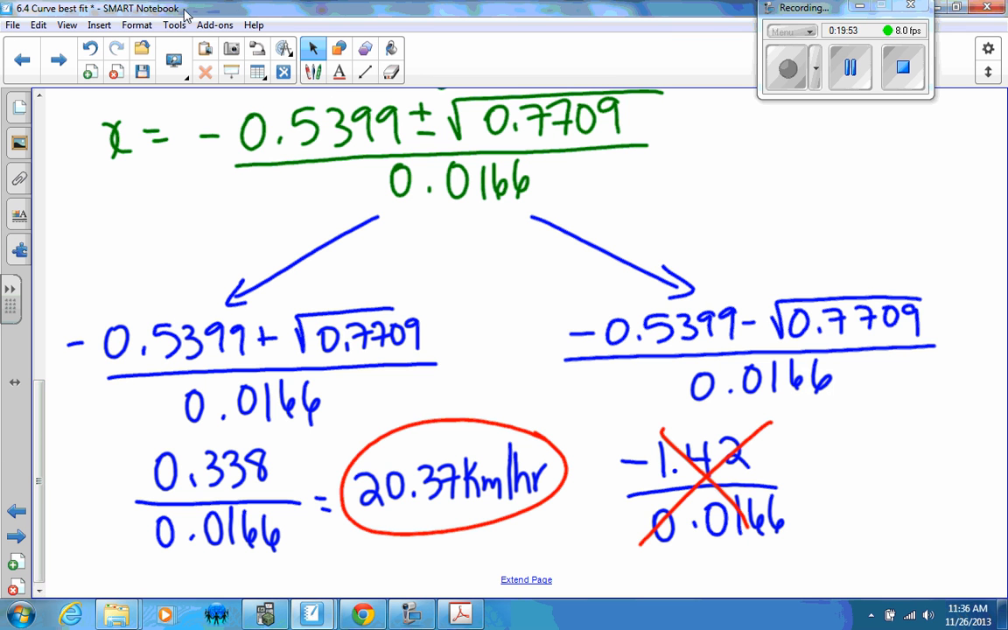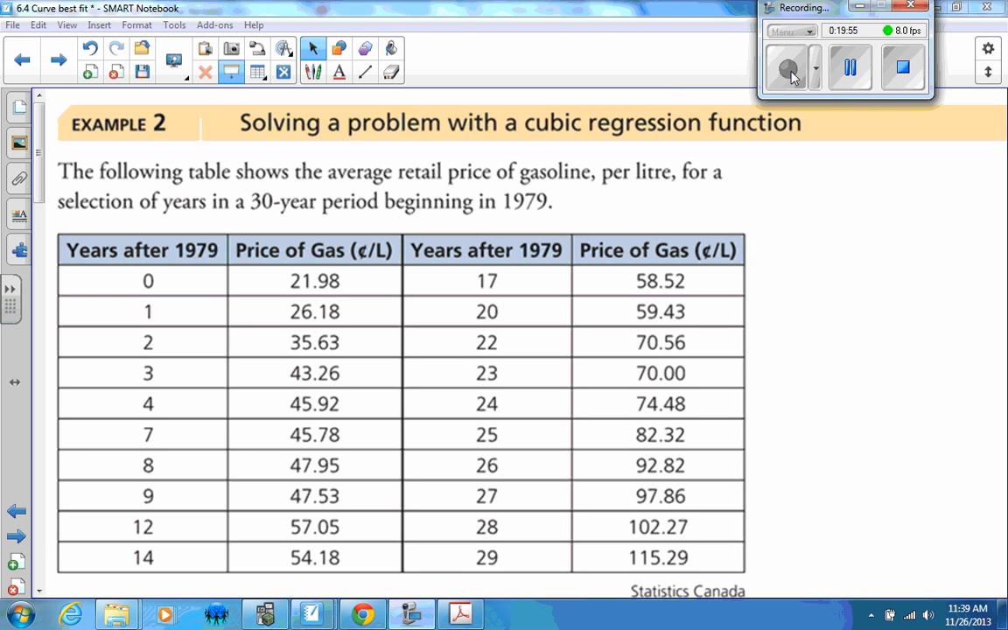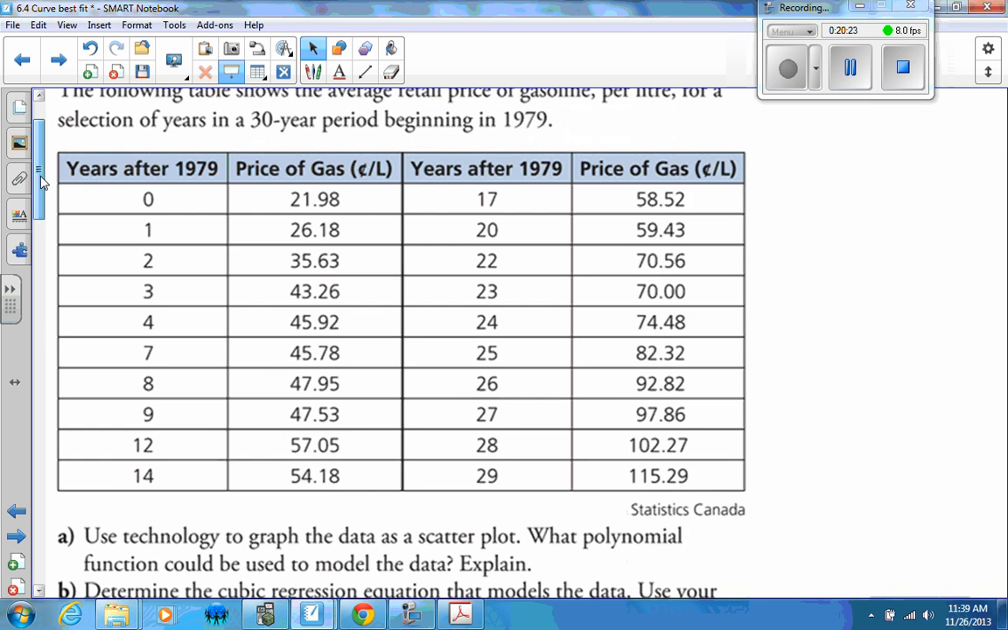Okay, let's look at example 2 found on page 416 of your textbook. The following table shows the average retail price of gasoline per liter for a selection of years in a 30-year period beginning in 1979. So in 1979, gas was 21.98 cents per liter, and 29 years later, it's 115.29 cents per liter. So gas has gone up drastically, but we should all know that by now.